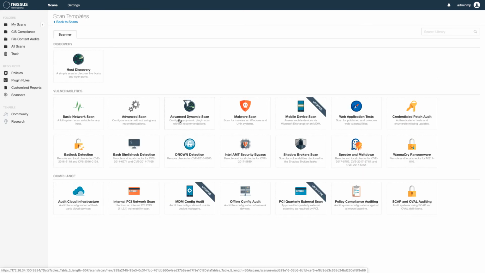Finally, there are several additional plugins that report whether your credentials have been successful, which can be enabled from the Settings plugin family using the Advanced Scan policy. Just look for any plugins that start with authentication failure or authentication success.